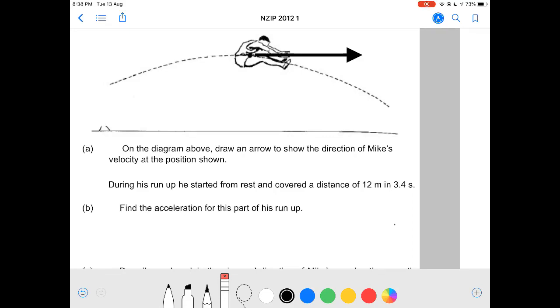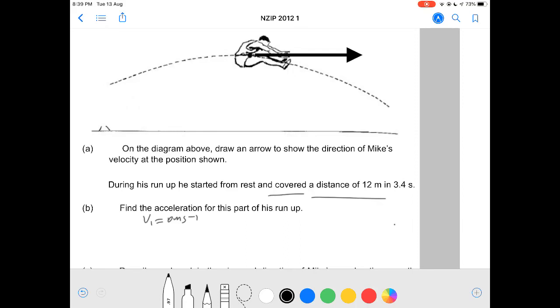During his run-up, he started from rest and covered the distance of 12 meters in 3.4 seconds. Find the acceleration for this part of his run-up. The first thing to do in these types of questions is note down what variables you have. It says during his run-up, he started from rest. When you say start from rest, you know that the initial velocity was 0 meters per second. So you can immediately note down that Vi is 0 meters per second.